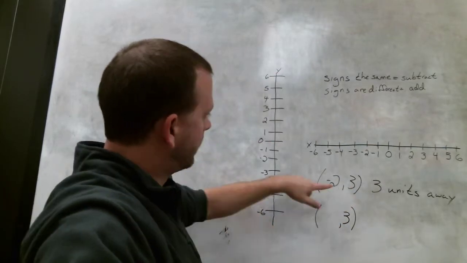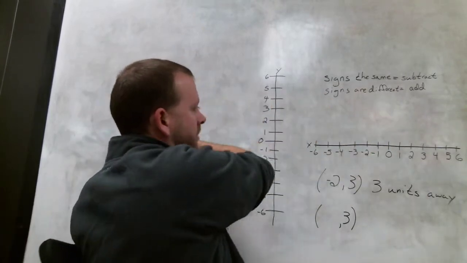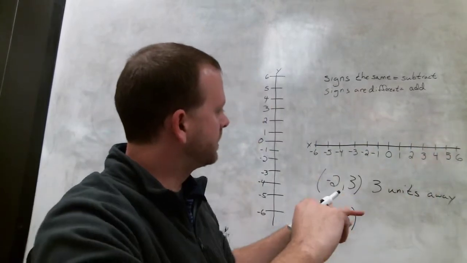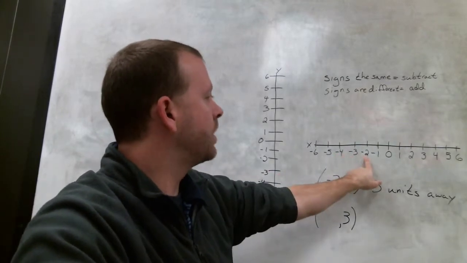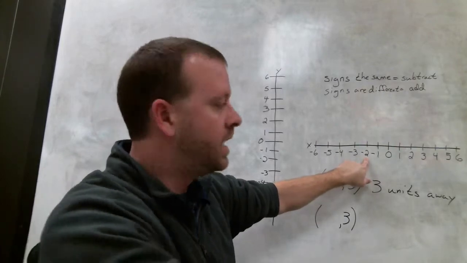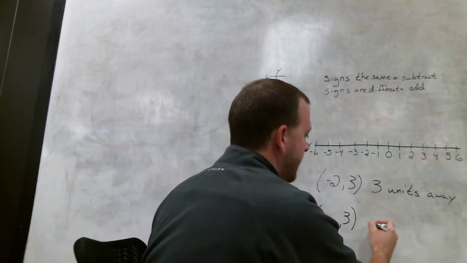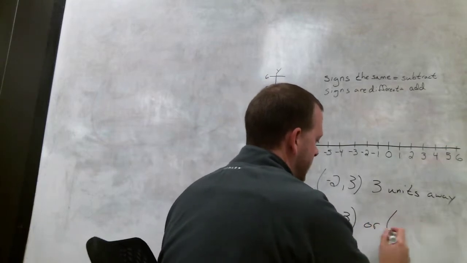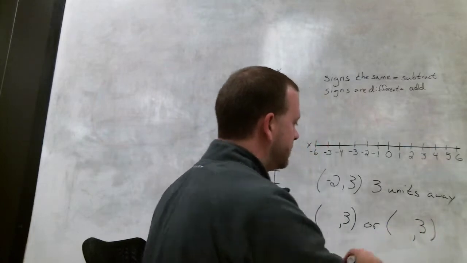Okay? So if I go look at y-axis, 3 means it's going to be across this line. Okay? So I'm dealing with the x-axis. So if I'm at negative 2, and I want to go 3 units away, now I've got 2 choices. I can go this way, or I can go that way. So that means I have 2 possible answers. And for both answers, the y-axis will be the same.